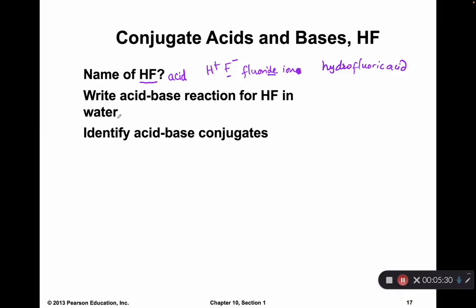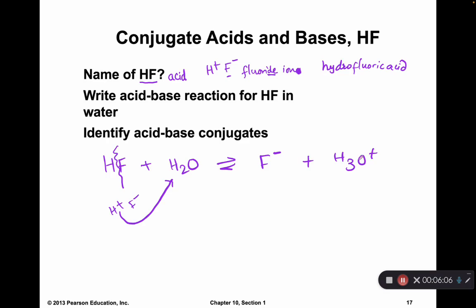Write the acid-base reaction of HF in water. So let's bring HF plus water. Let's write it. We will have an equilibrium reaction over here. And now HF will break down as H plus and F minus. That H plus will be given away to water, so whatever is left is F minus. After gaining that H plus, water will become the hydronium ion, right? So this is the full reaction here.